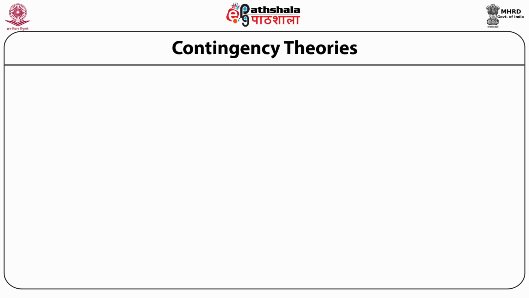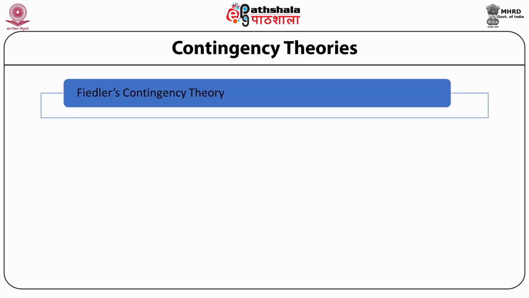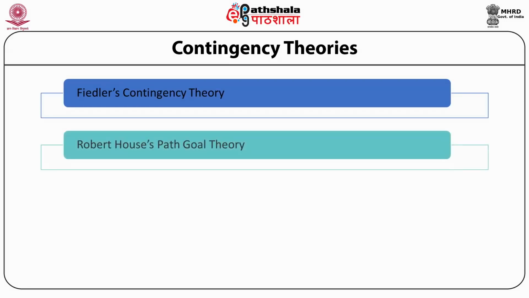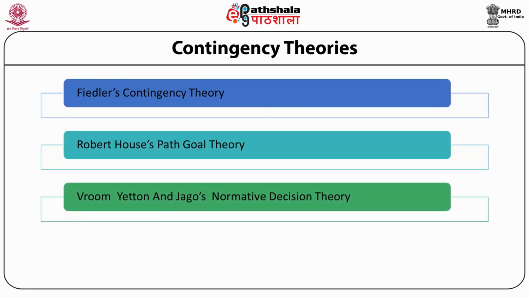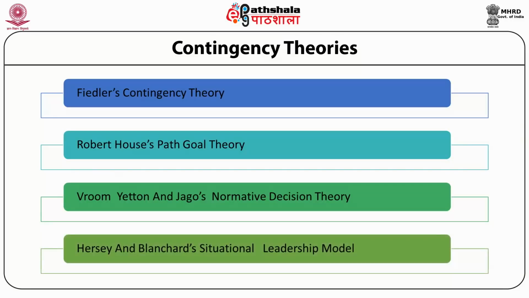Let us talk about the various contingency theories which are there. One is Fiedler's contingency theory. Second is Robert House's path goal theory. Third is Vroom Yetton's normative decision theory. And fourth is Hersey and Blanchard's situational leadership model.